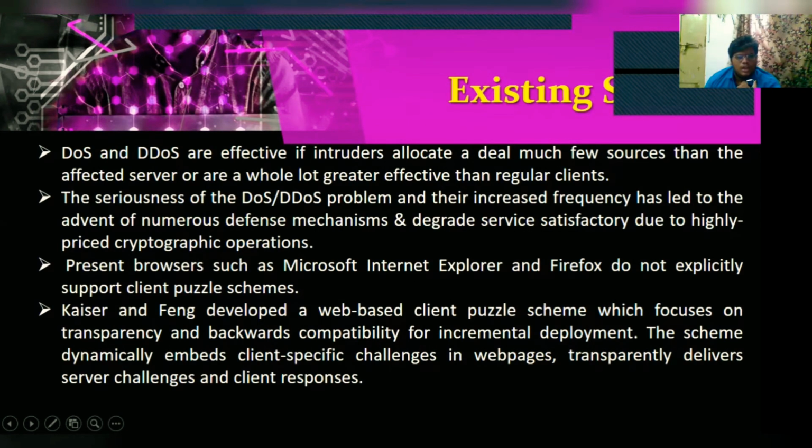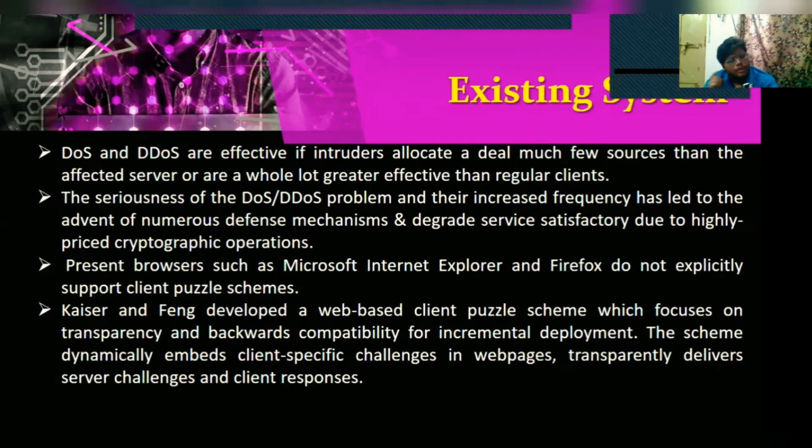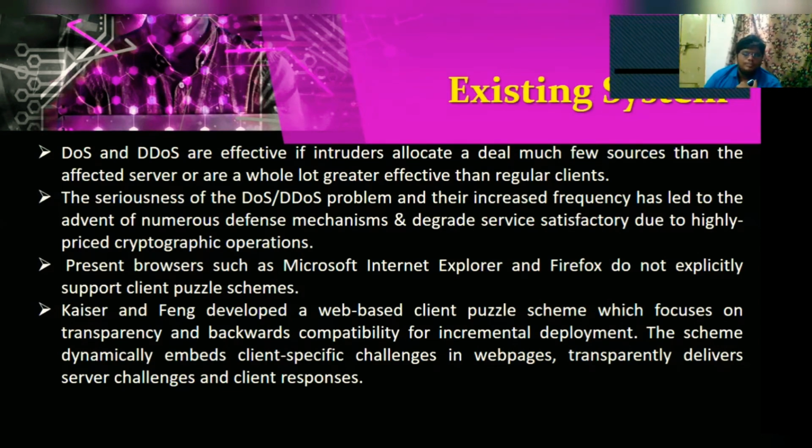DoS and DDoS are effective if the intruder allocates far fewer resources than the affected server, or a whole lot more effective than regular clients. That means DoS and DDoS work most effectively in cases where attackers with low resources or with higher resources try to attack our system. In that scenario, our system will work very effectively.